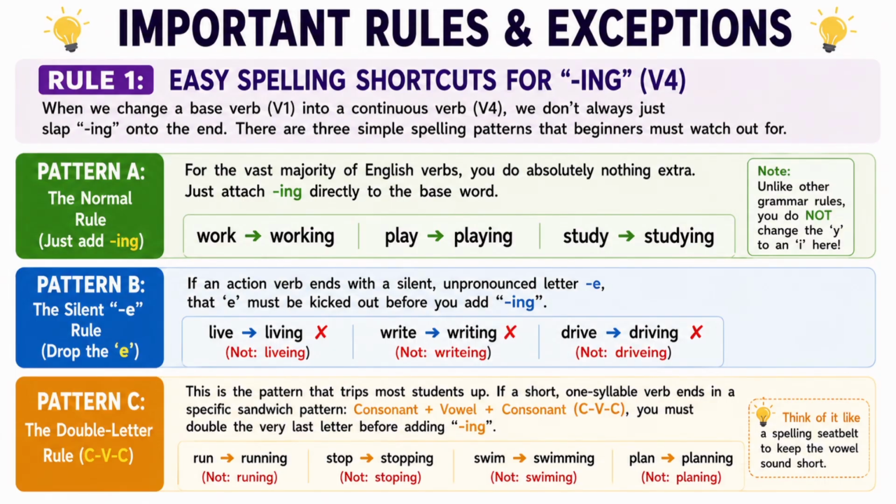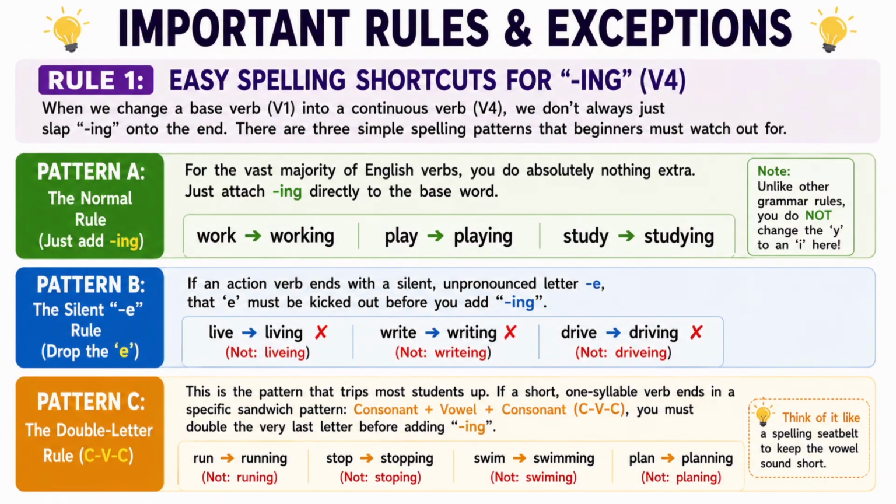Pattern C is the double letter rule. If a short, one-syllable verb follows the consonant-vowel-consonant pattern, double the last letter before adding ing. Run becomes running, not runing. Stop becomes stopping, not stoping. Swim becomes swimming, not swiming. Plan becomes planning, not planing.